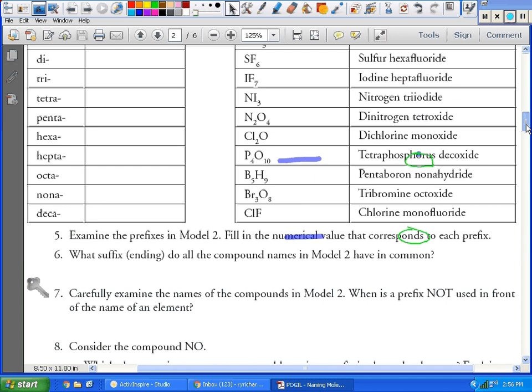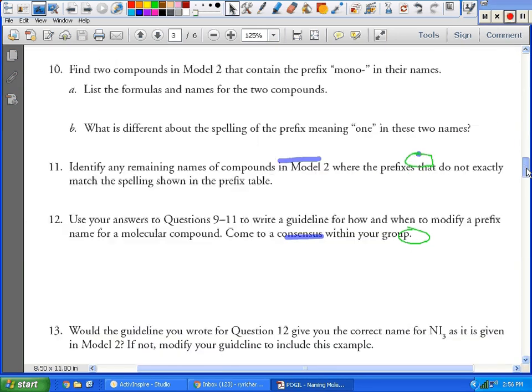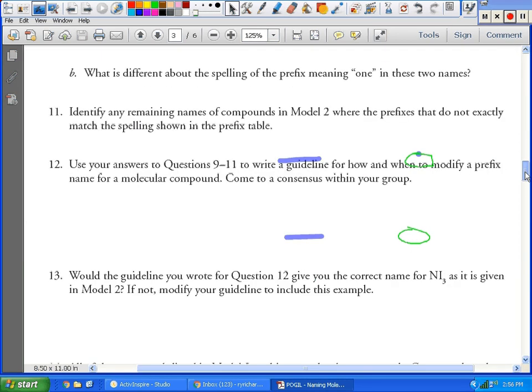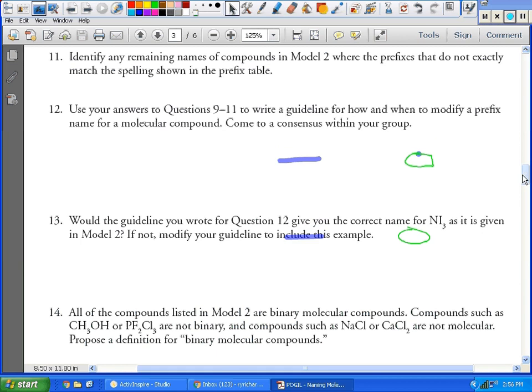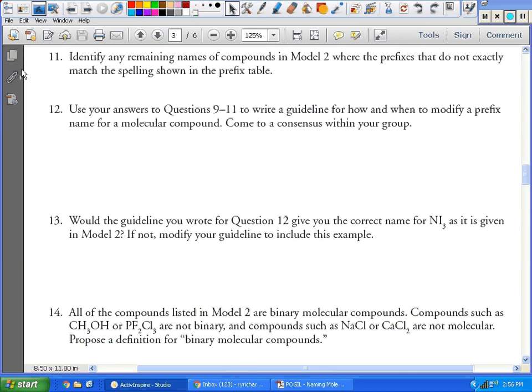Number 11, identify any remaining names in Model 2 where the prefixes do not exactly match the spelling of those shown in the prefix table. Are there any of those? What'd you say?